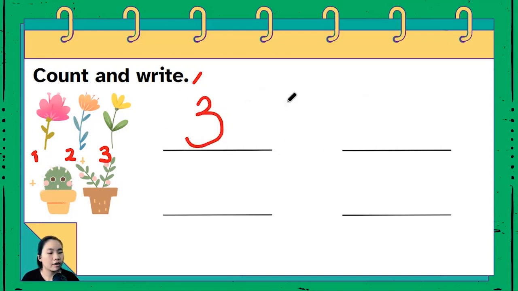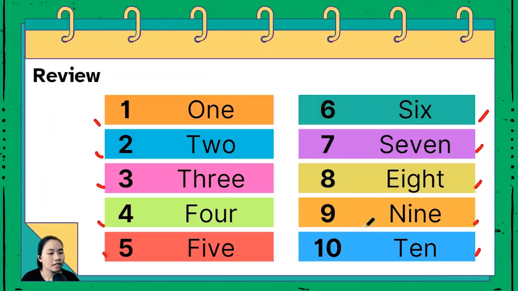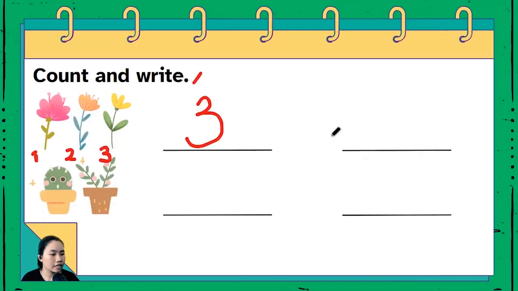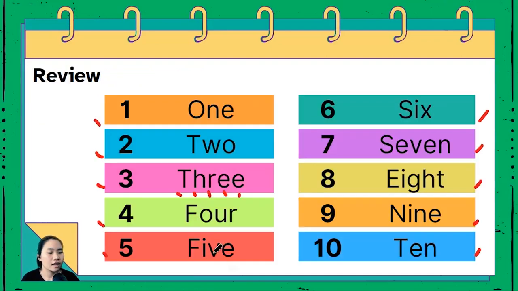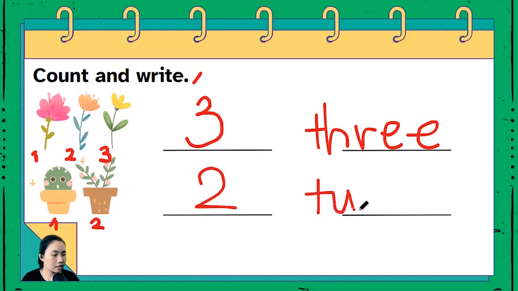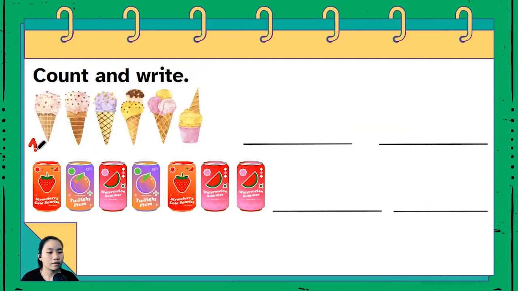Do you still remember how to write 3? It is T-H-R-E-E, 3. Next up, 1, 2. Our number is 2. And 2 is written as T-W-O. 3 and 2.